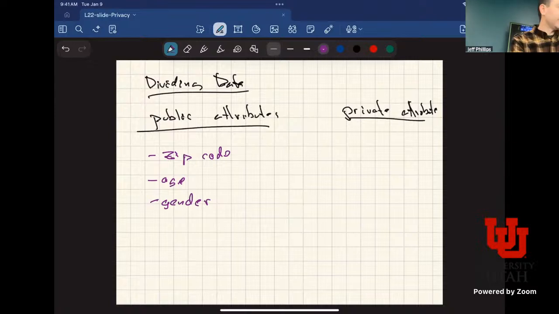So this information is typically assumed to be public attributes. If someone finds this out about me, maybe I don't want people to know my age, but okay, it's probably fine, right? It's not a big deal.